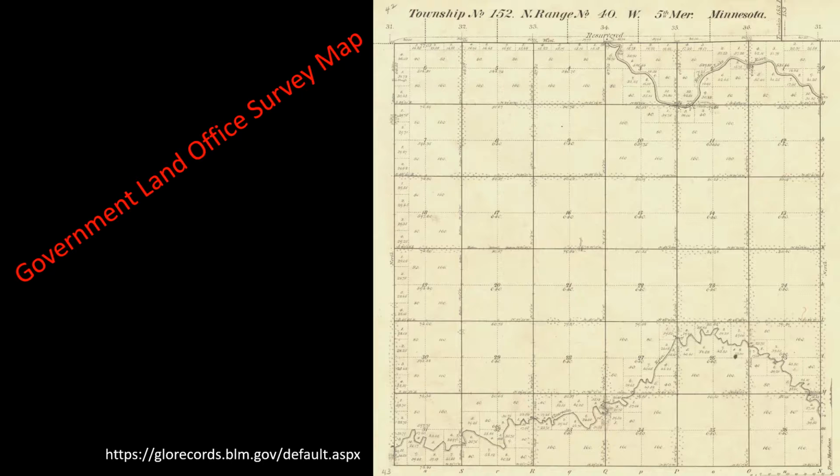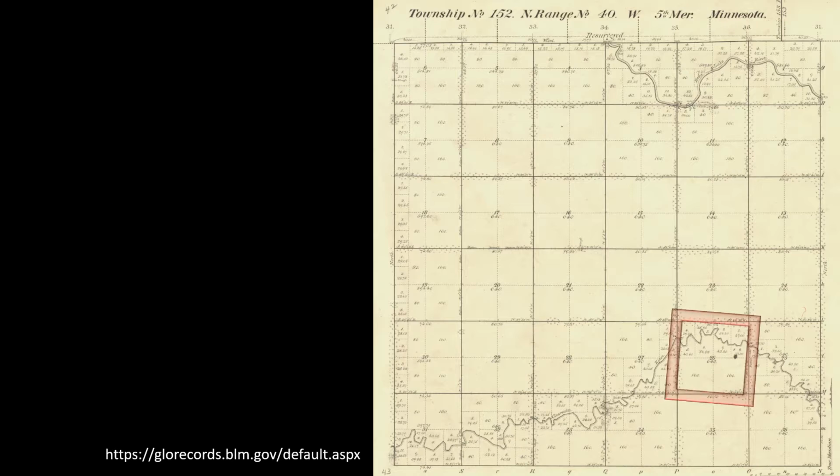This plat is typical of the surveys done back when the Bureau of Land Management was the General Land Office. Township 152 north, range 40 west of the 5th principal meridian. There's something odd going on. Something not neat and tidy for a government that likes simple squares and subdivisions. So let's zoom in.